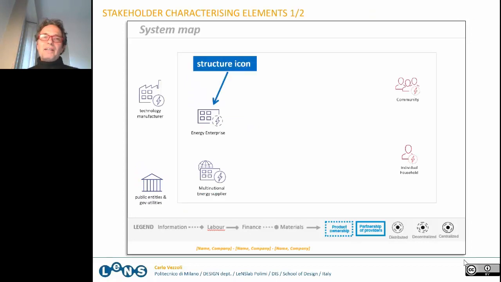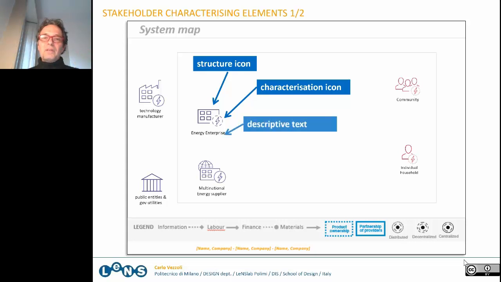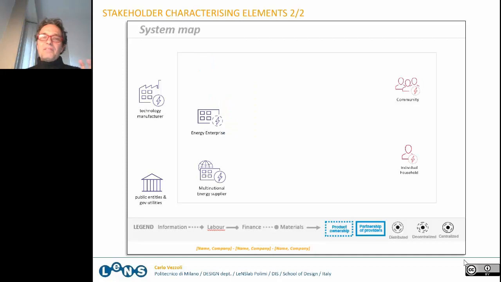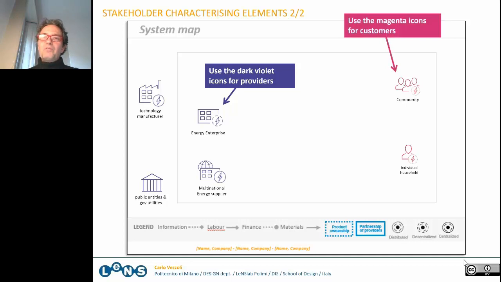But how to characterize the stakeholder? Well, we have a structure icon, then we have a characterization icon, and then we have a descriptive text. Another thing that characterizes the stakeholder is the color. So we are using a dark violet for the provider. We are using a magenta for the customer.